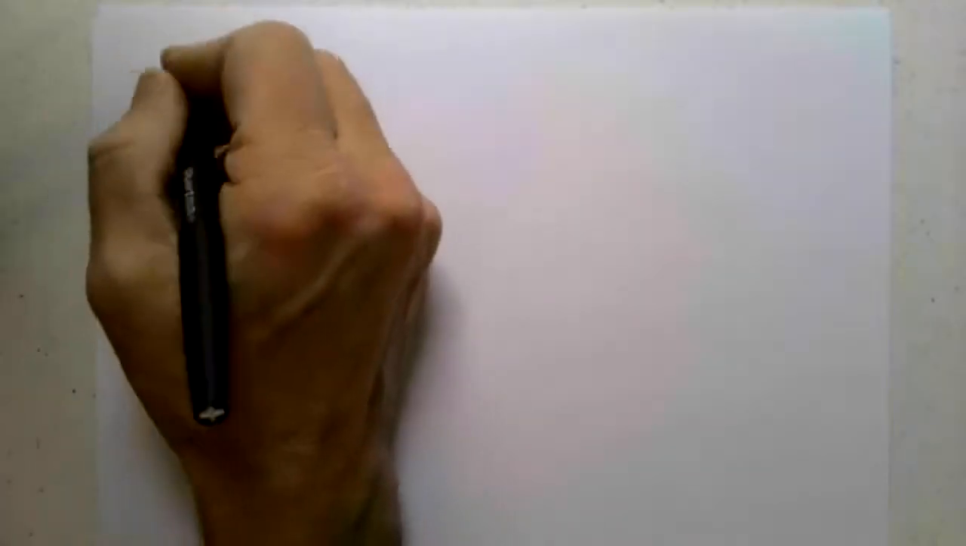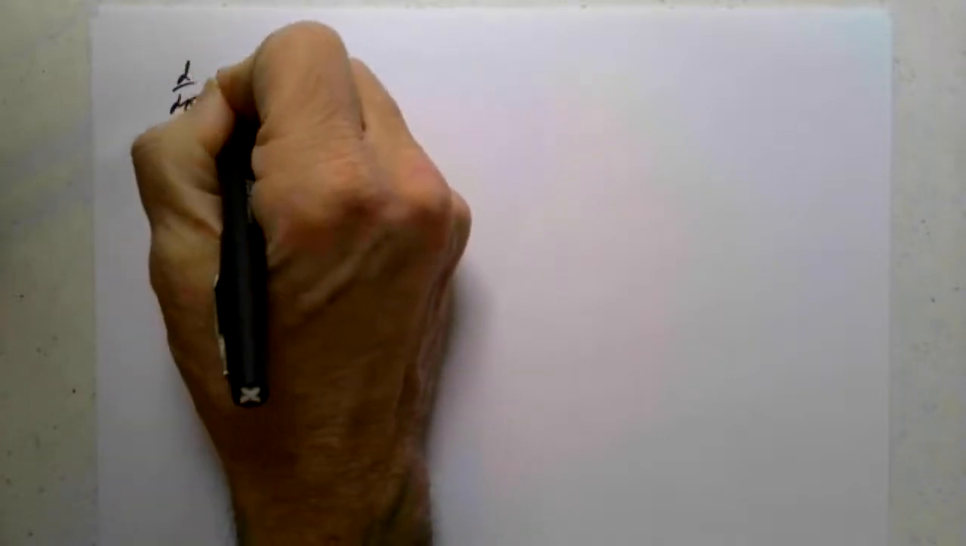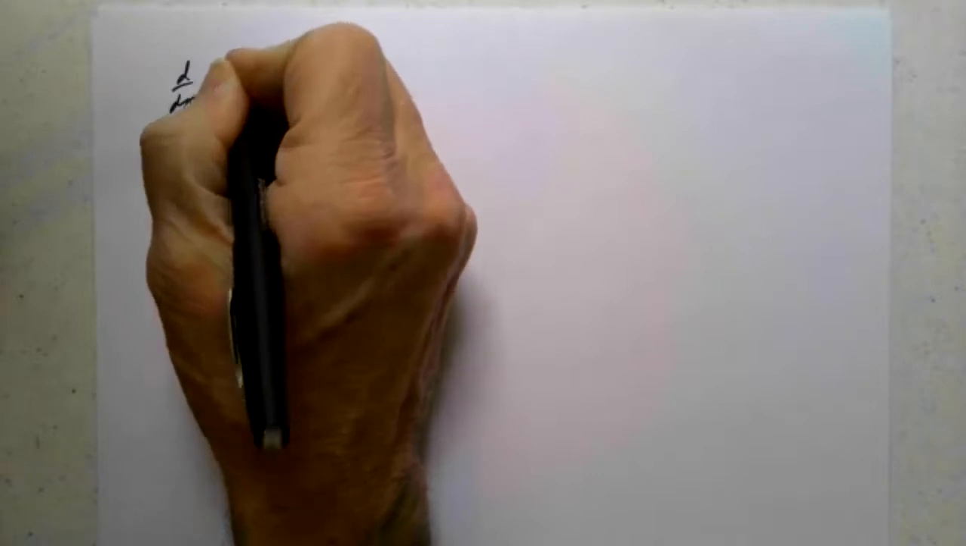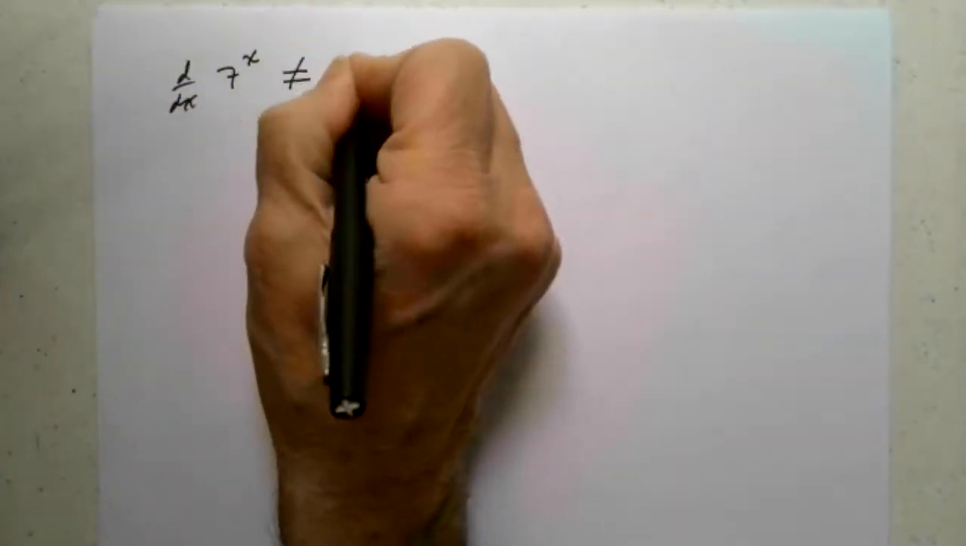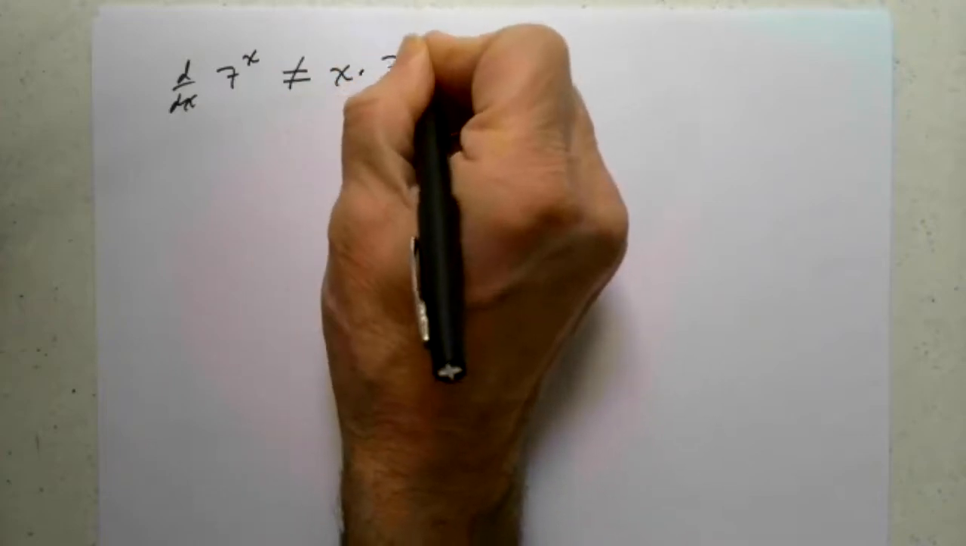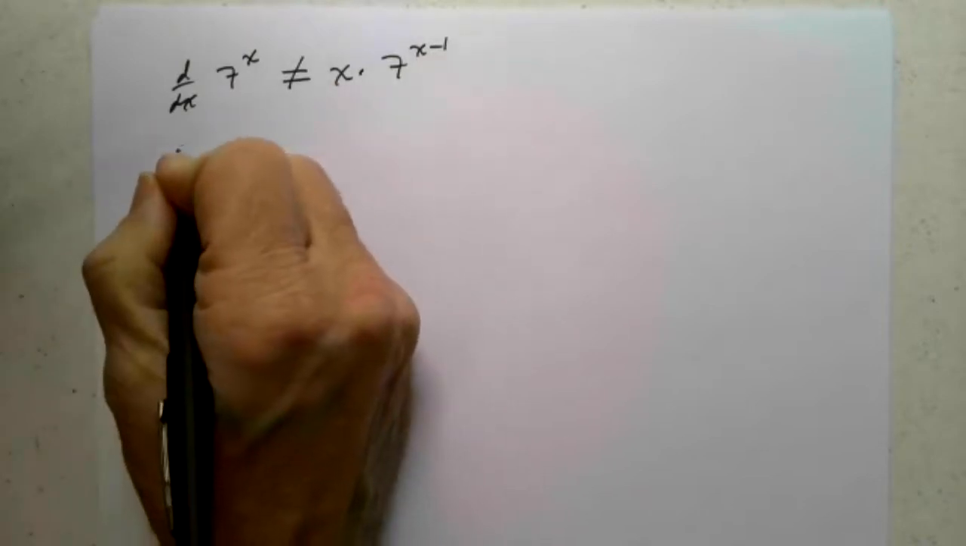This lesson is going to be on logarithmic differentiation. So the first question I want to look at is, what is the derivative with respect to x of 7 to the x? Now I'm just going to say right now, it is not x times 7 to the x minus 1. The power rule does not extend to exponential functions, so be careful of that. So let's show you what it really is.